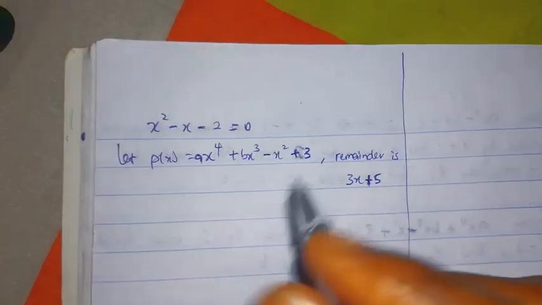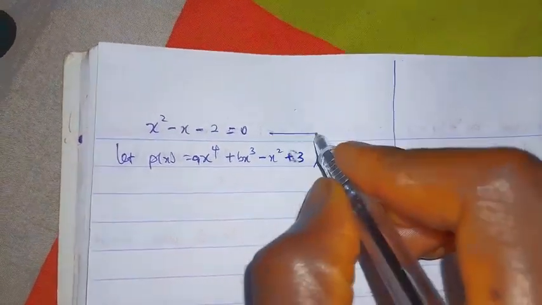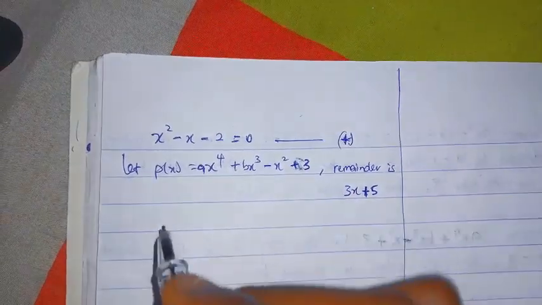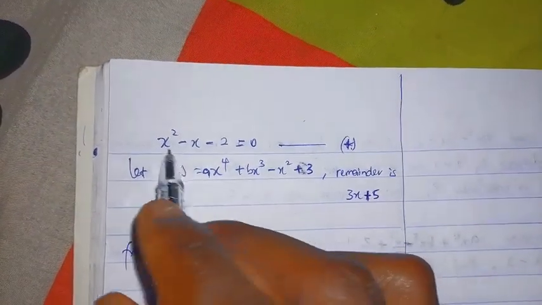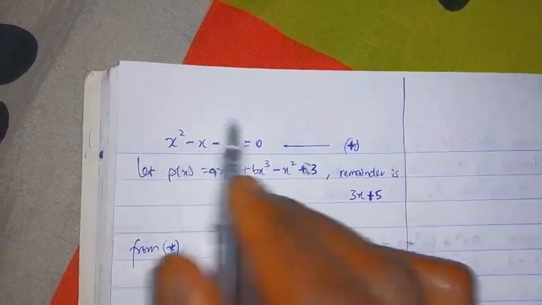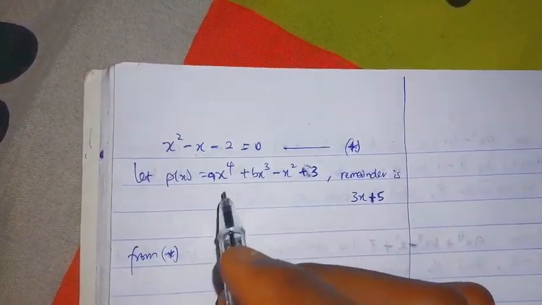Okay, so from here, what do I have? Let me call this star. From star, what happens? You find factors that when you add, you get minus 1, and when you multiply, you get minus 2x squared. That's minus 2 plus 1.